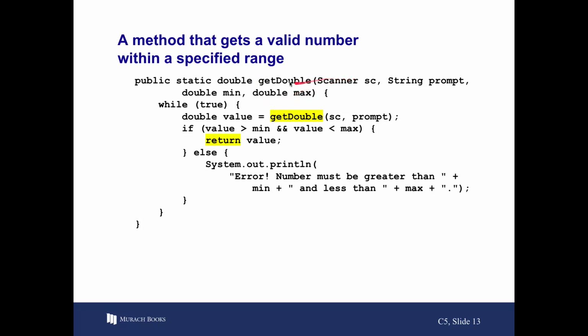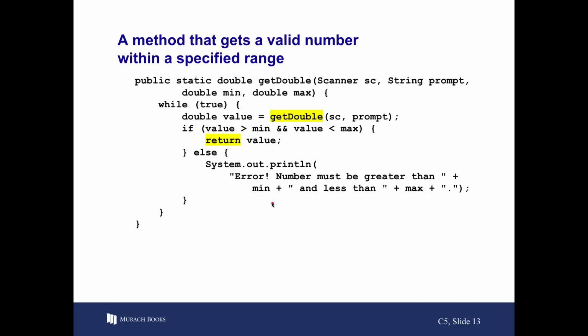So maybe I want a double value, but I want it to be between 100 and 200. So I can just pass in additional values here. And then in addition to validating that it's a valid double, I just call my getDouble method that I've written. That's this one here on the previous slide. So once this succeeds, I know I have a valid double. Now I can do a range check and see if it's within the range that I wanted. And if it is, then I return it. If not, then I can go again.